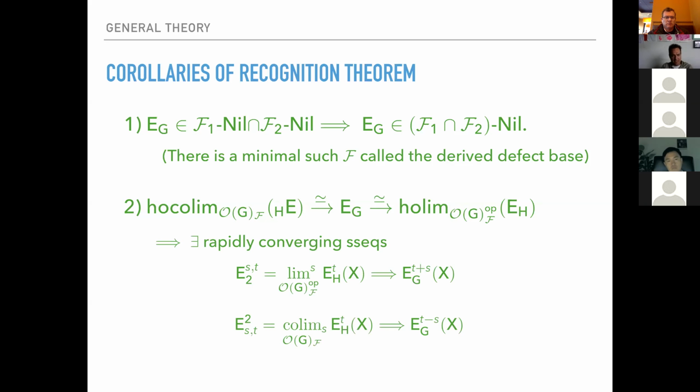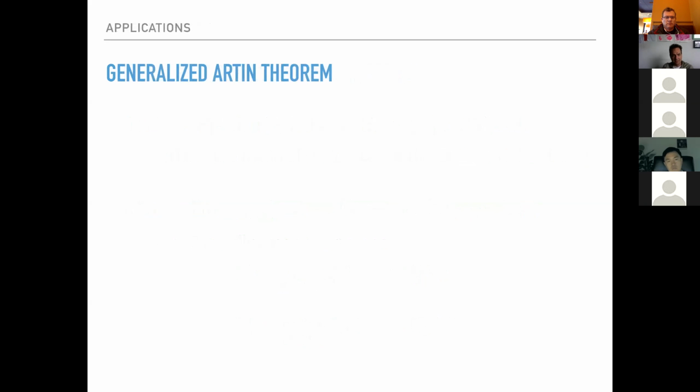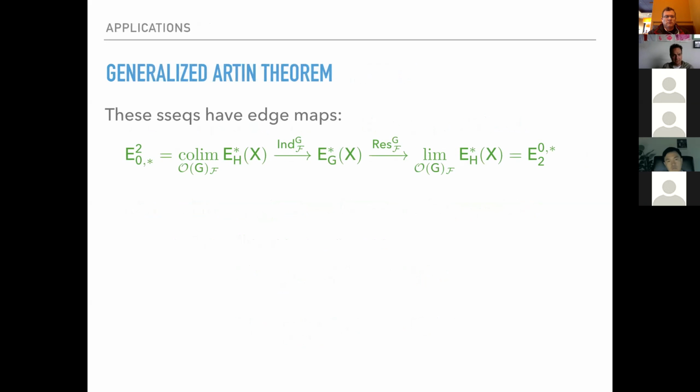Both have vanishing lines. The lim one tends to be more useful because of multiplicative properties. You can put those things together. So these spectral sequences have edge maps. From the holim spectral sequence, I have the ordinary limit, and from the hocolim spectral sequence, I have the ordinary colimit. And if I look at these two edge maps, I could try to ask how close they are to being isomorphisms.